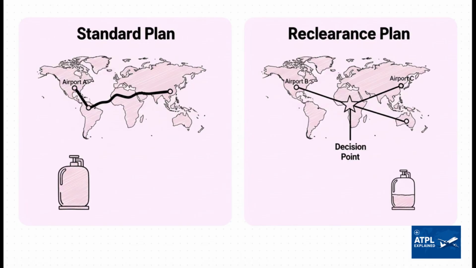With a standard plan, you have to lug enough fuel for the entire journey, plus all your reserves, right from the start. But with a reclearance plan, you plan to a decision point somewhere mid-flight. You only carry enough fuel to get to that point and then divert to a nearby alternate. If you get to the decision point and everything looks great, the weather's good, you have enough fuel, you get a new clearance to continue to your original destination. It's an awesome way to reduce takeoff weight, which means you burn less fuel overall.